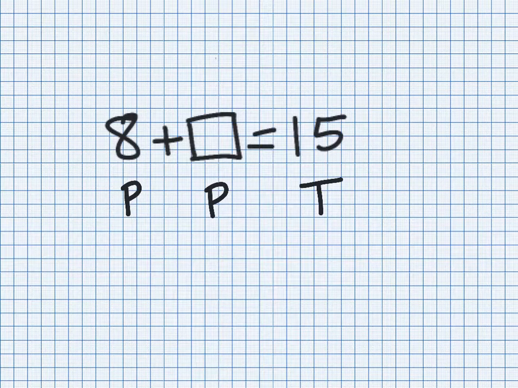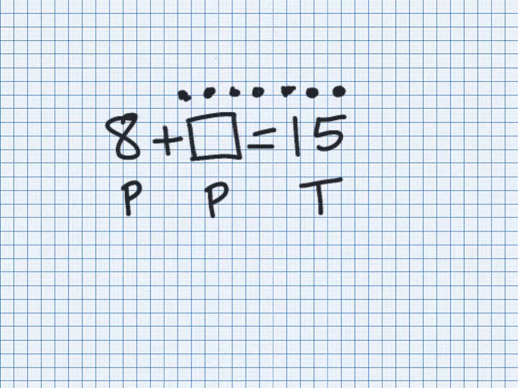The first way to attack this problem, and the easiest way, is by counting on. So they start with the number 8, and they put some dots above the box, and they count on to the number 15. So they would say 9, 10, 11, 12, 13, 14, 15.